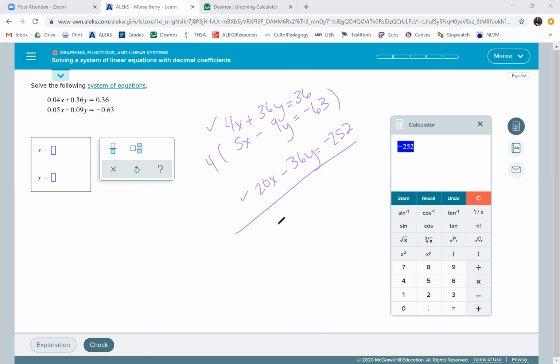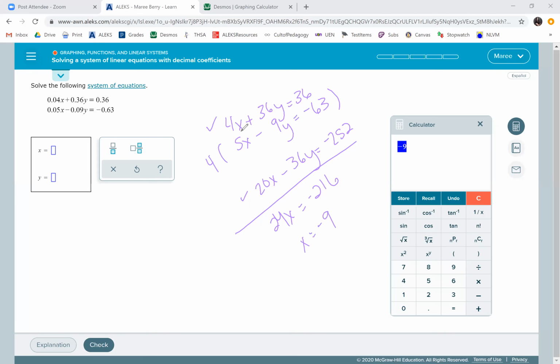So this would be 24x. The y's will cancel, and I have -252 plus 36 equals -216. And then we'll divide that by 24 to find out what x is. So we get -9. So x equals -9.